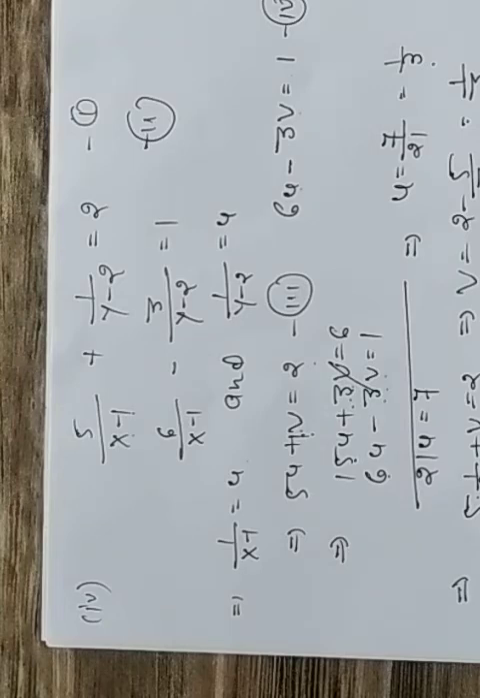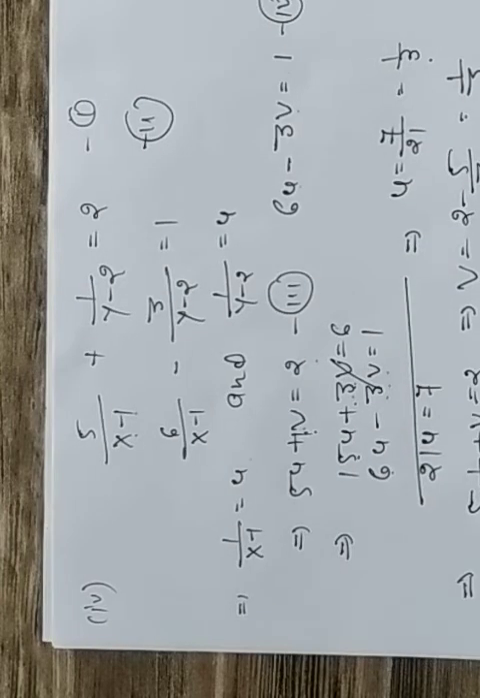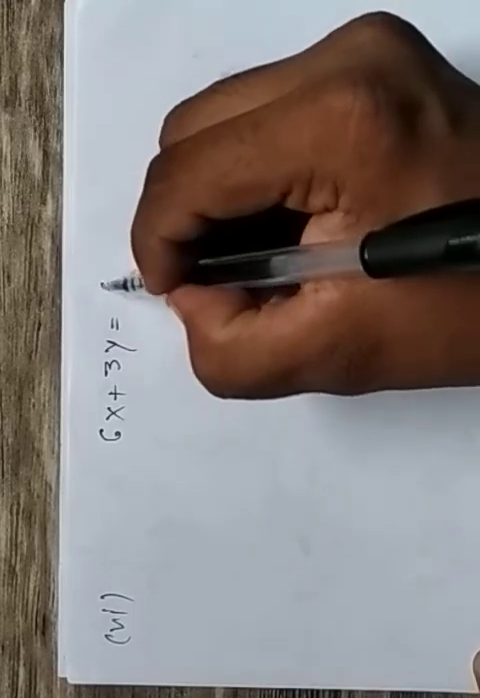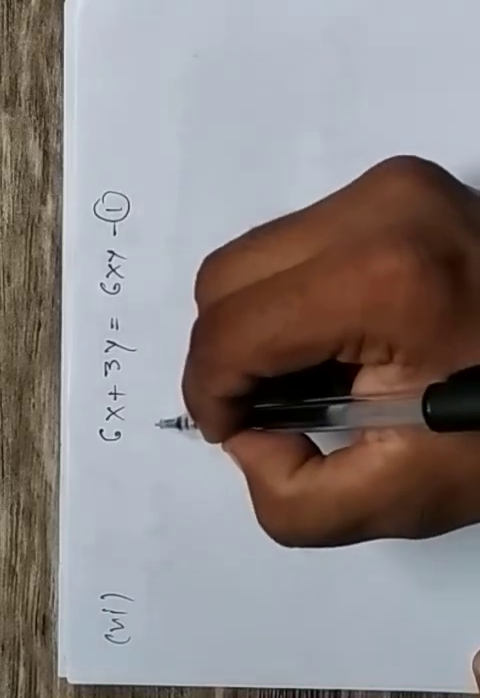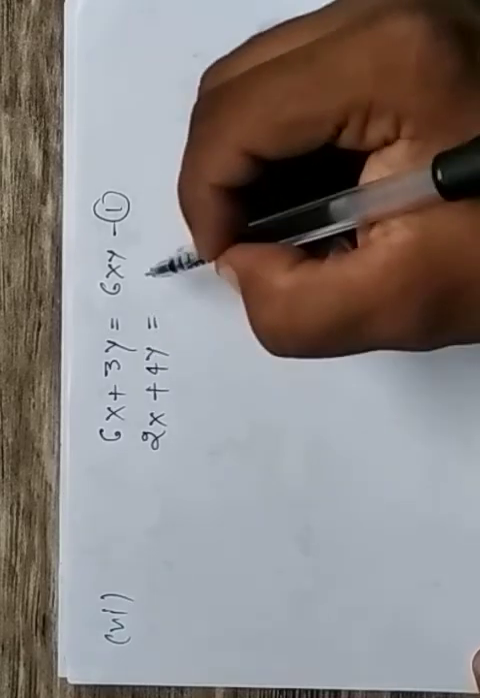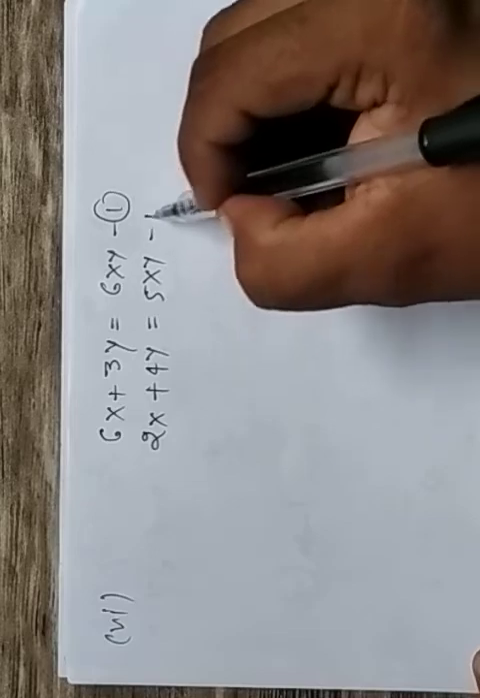Now see the next part, and the next part is part number 6. 6x plus 3y is equal to 6xy, equation 1, and the second equation is 2x plus 4y is equal to 5xy, second equation.